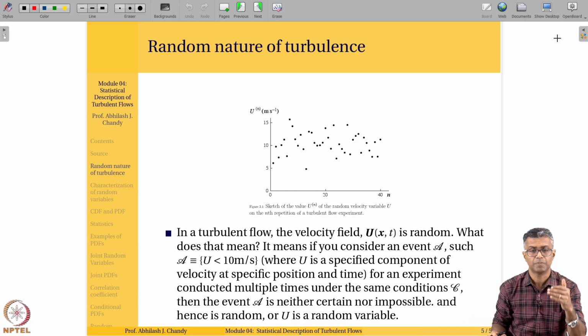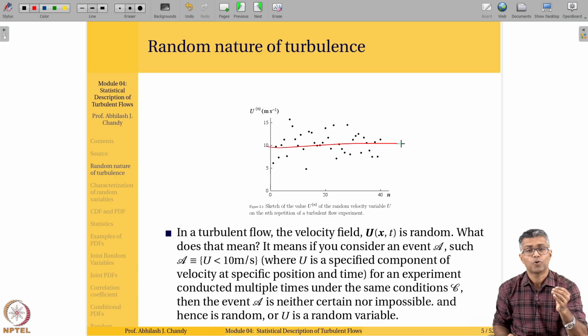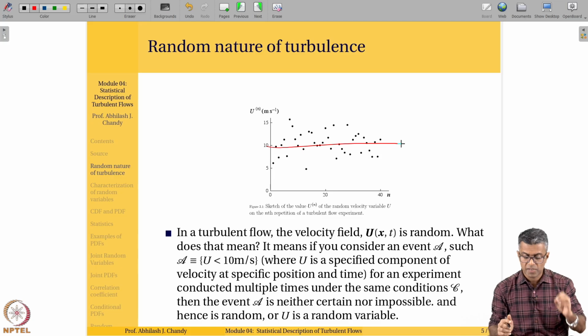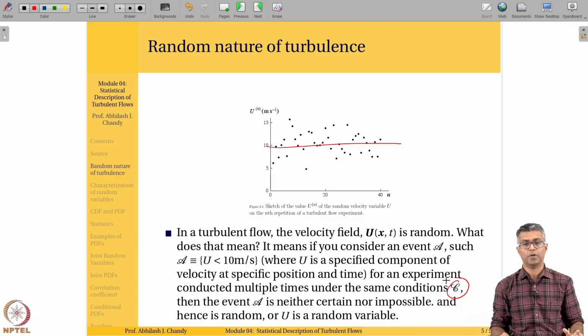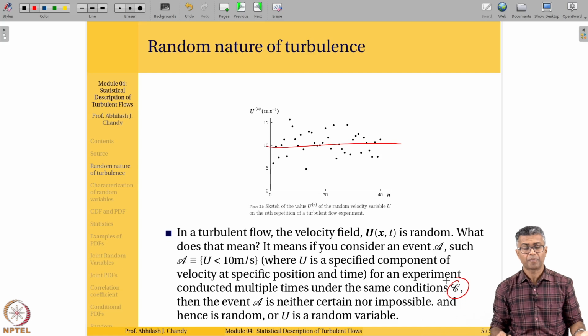So if you see here, for the same conditions, if you consider the probability of u being less than 10, you can see that only sometimes it is less than 10, other times it is above 10. So that's what we mean. If you conduct the same experiment multiple times under the same condition, then the event A is neither certain nor impossible. So for a random behavior, you would have to define a probability. Am I right?